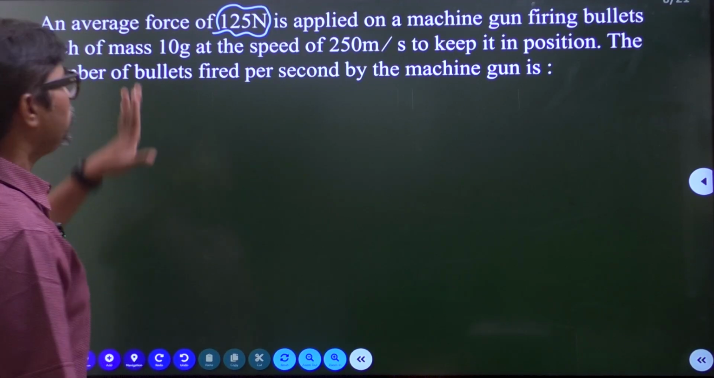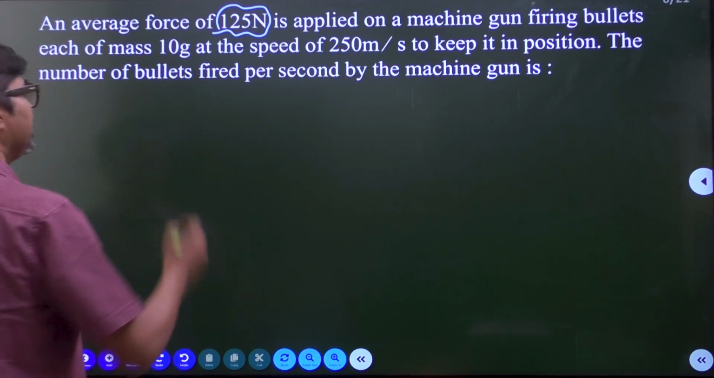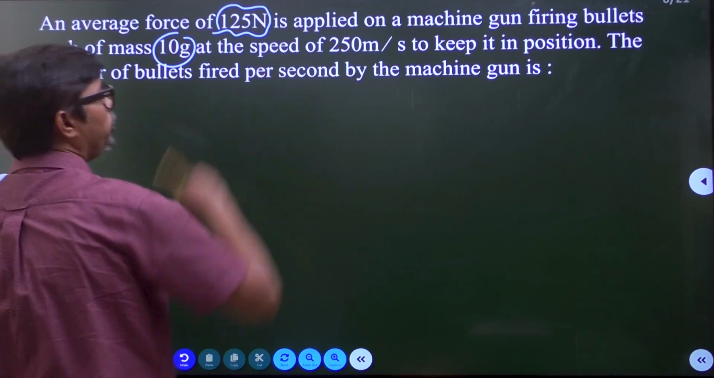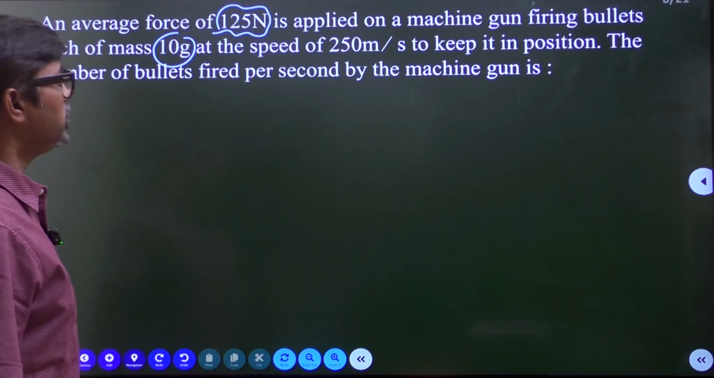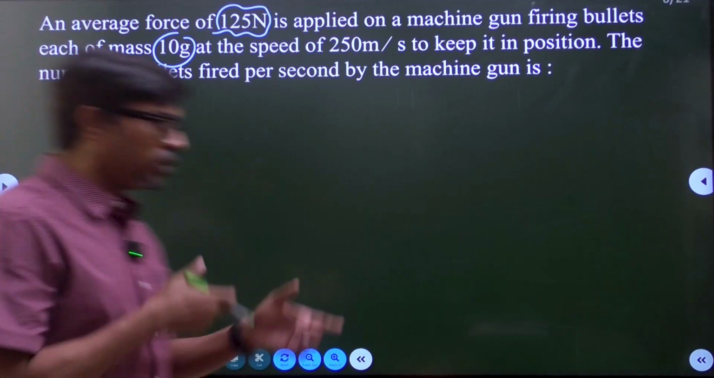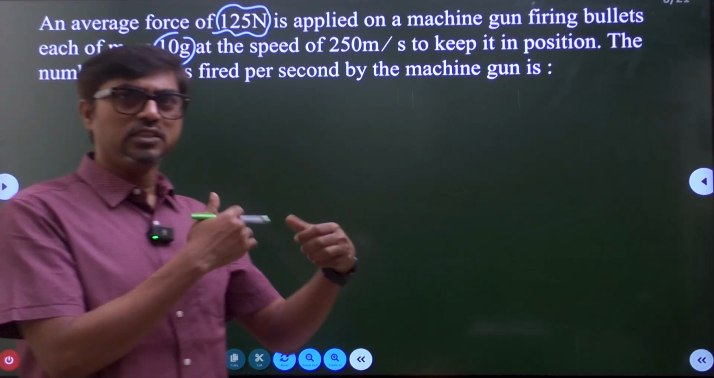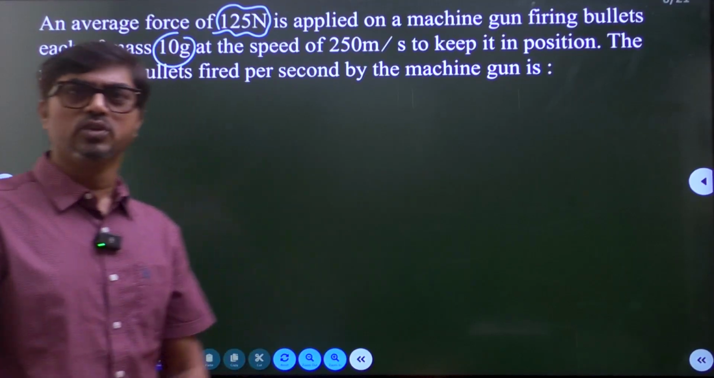Okay. An average force of 125 Newton is applied on a machine gun, firing bullets each of mass 10 gram at a speed of 250 meter per second, to keep it in position. The number of bullets fired per second by the machine gun is? So you need to apply 125 Newton. Otherwise, what happens? It is recoiling. That means the force exerted by the gun on the person is also 125 Newton.